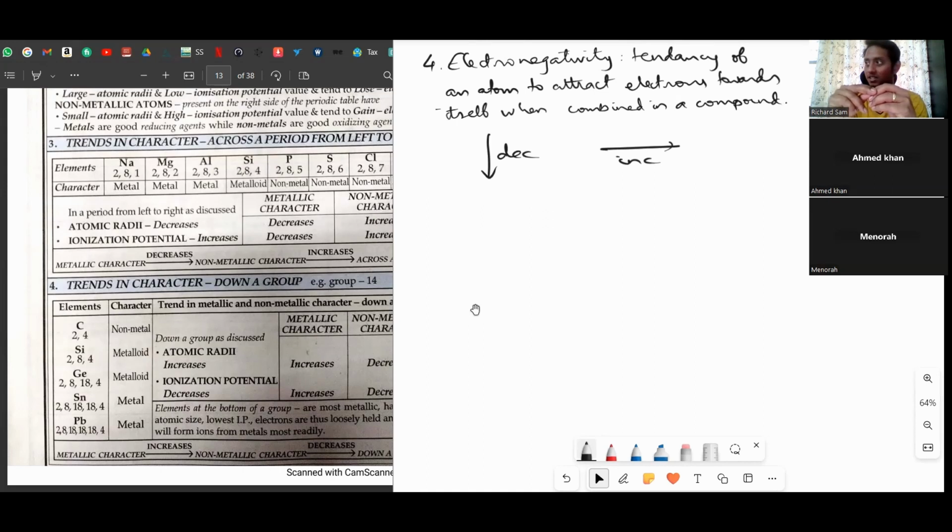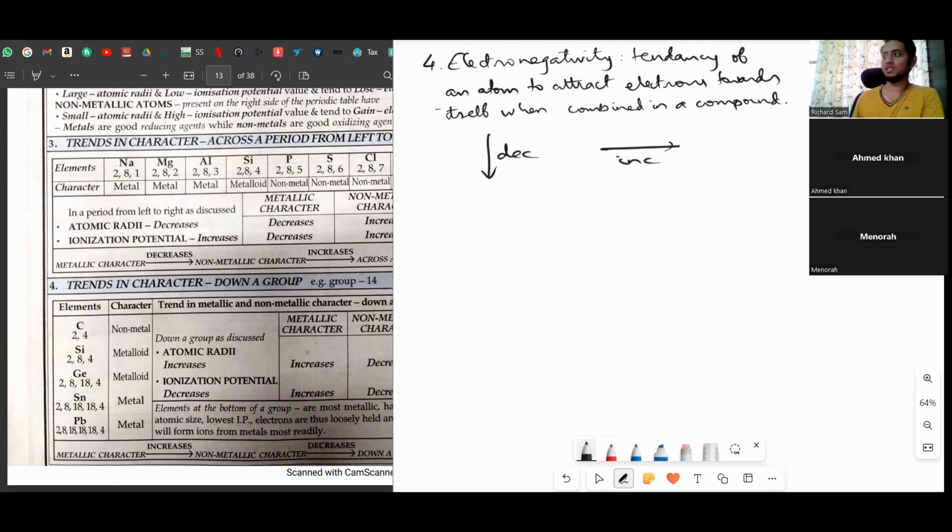Some of them don't make sense, and there's no proper explanation also. But you can just remember all the trends very clearly. For metals, it's clear as you go down and as you go to the right. For non-metals, it's clear when you go to the right. When you go down, increasing atomic size, therefore non-metallic character decreases. That's all that is written.